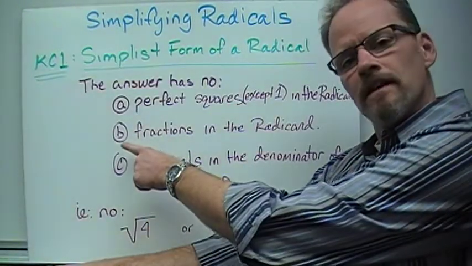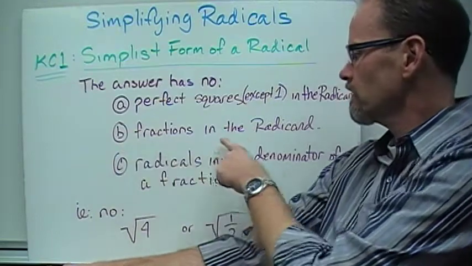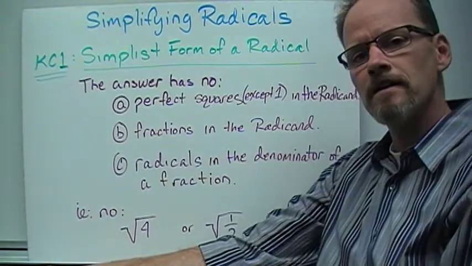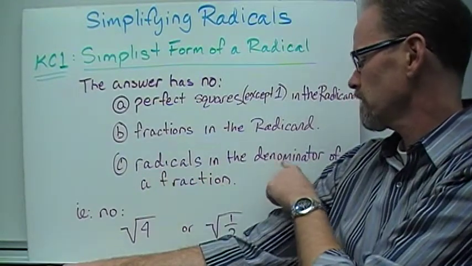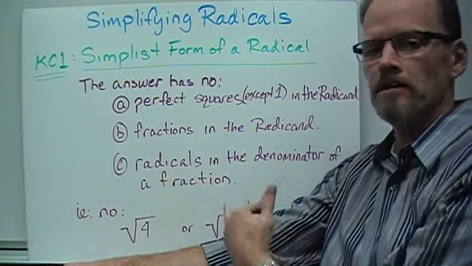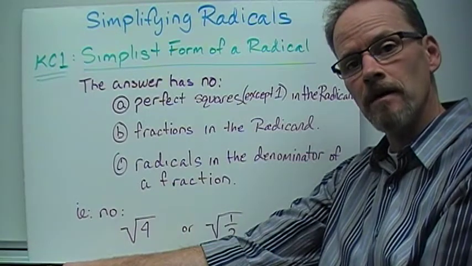The second thing that you cannot have in your answer is fractions in the radicand. So underneath the radical sign, no fractions. And the third one, radicals in the denominator of a fraction. No radicals in the denominator. What do I mean by that?